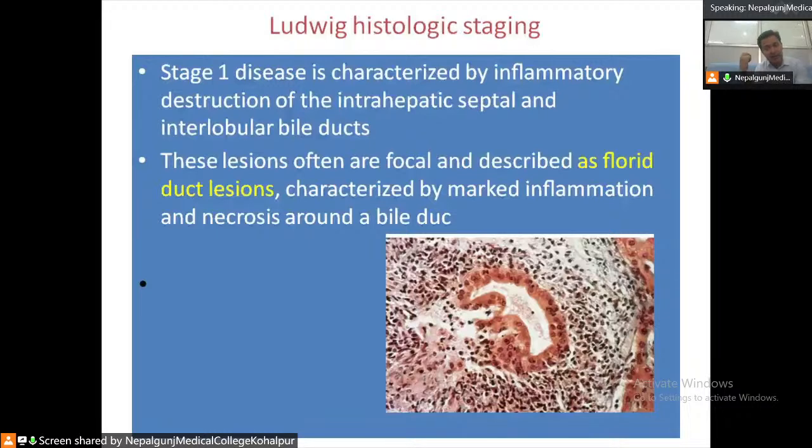Inflammation starts from the interlobular bile duct, then is followed by the intralobular bile duct. There are also floral duct lesions. The floral duct lesion is also an MCQ question. Floral duct lesions you get in PBC. And then inflammation and necrosis around the interlobular bile duct. This is the first stage.